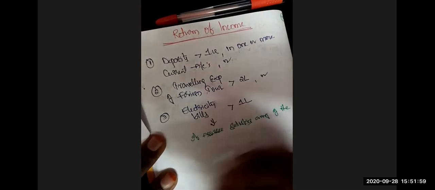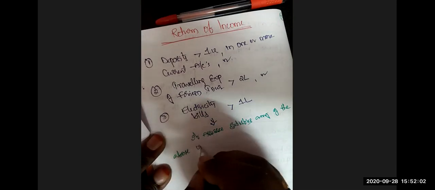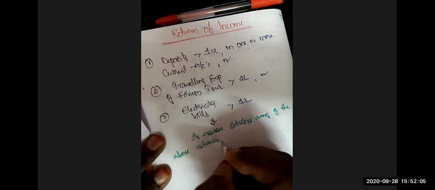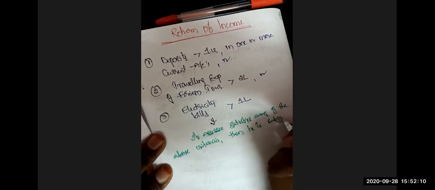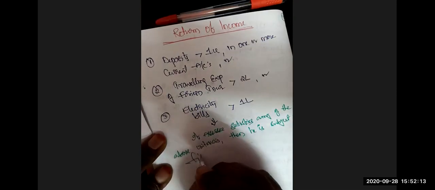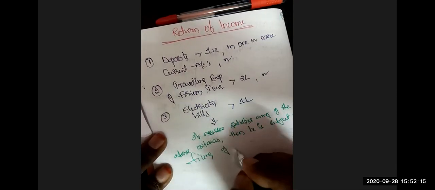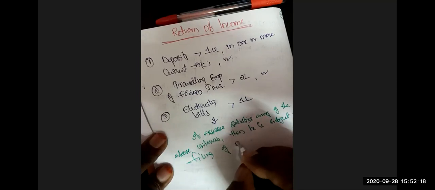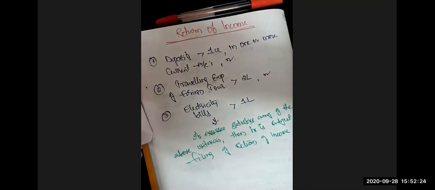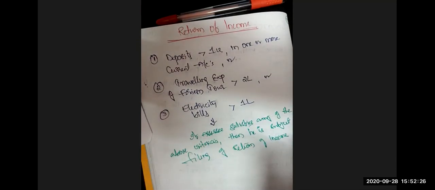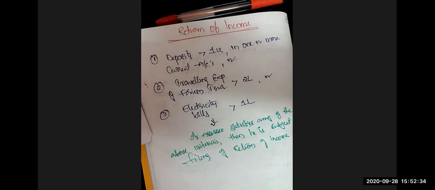any of the above criteria, then he is subject to filing of income tax return. Compulsorily, he has to file the income tax return. This is a very important amendment in the return of income chapter. Expecting an MCQ from this.